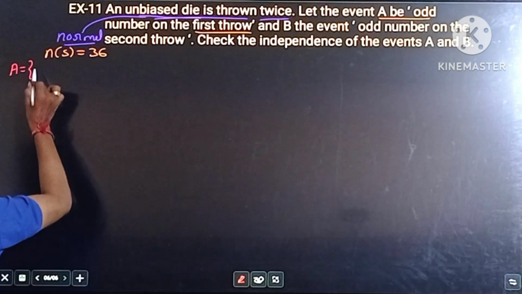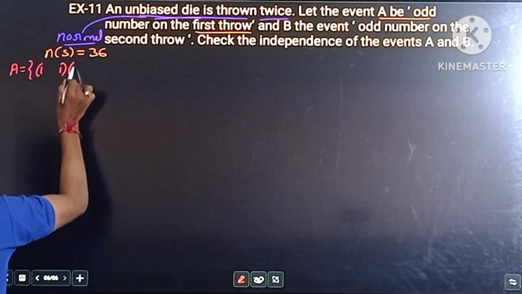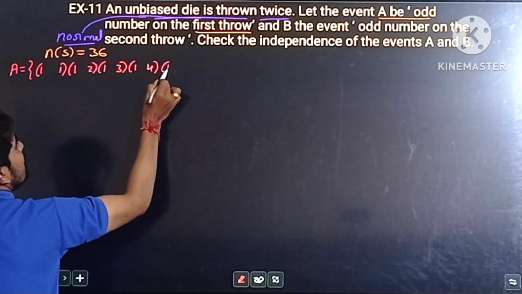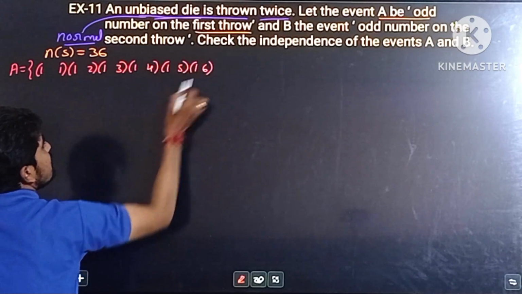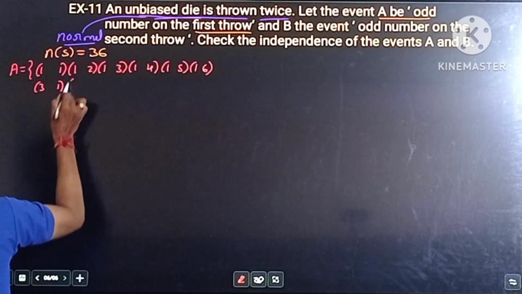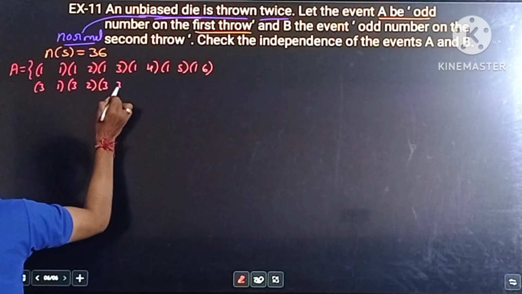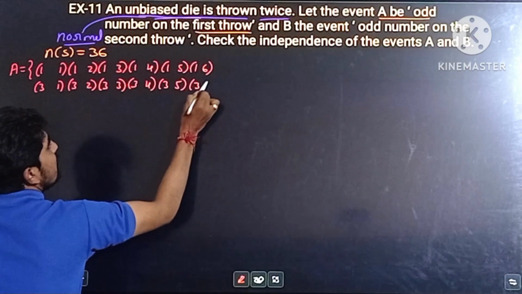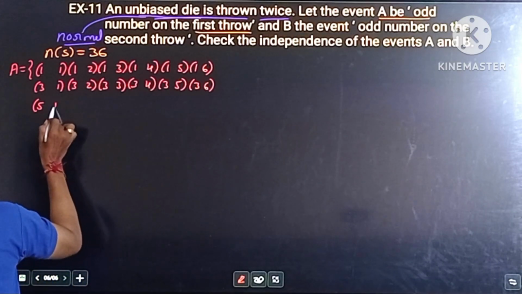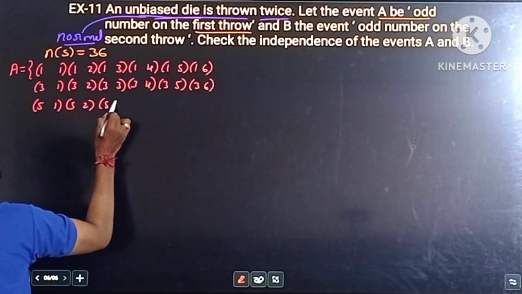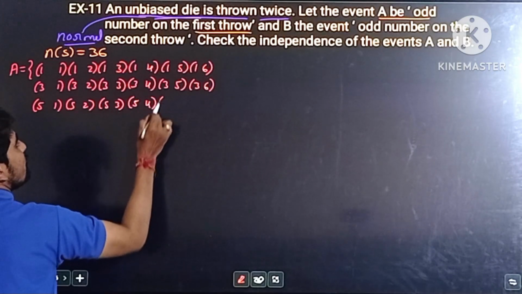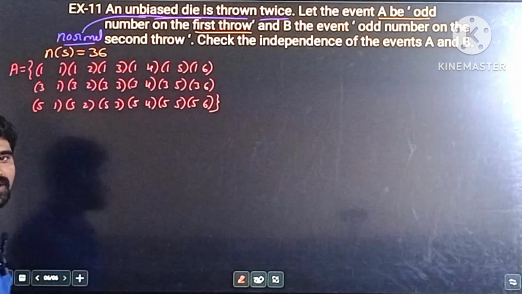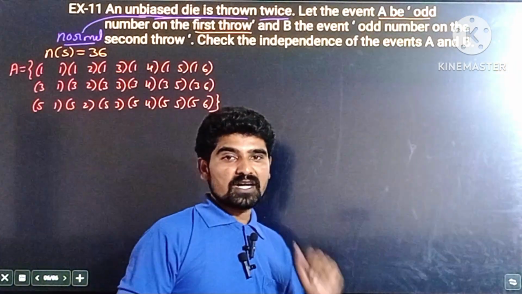Therefore, the outcomes of the event A are 11, 12, 13, 14, 15, 16, and then 31, 32, 33, 34, 35, 36, and then 51, 52, 53, 54, 55 and 56. So these are the only outcomes of the event A in which the first die is showing an odd number.